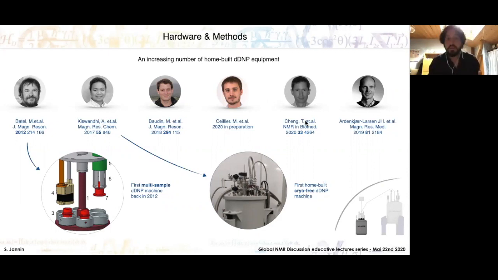And then there are several others. For example, there is one in Paris, on which I was involved with Geoffrey Bodenhausen and Mathieu Baudin. One in Lyon with Morgane Cellier in our lab, one in Cambridge with Arnaud Comment, and one also in DTU with Jan-Henrik Larsen, with a company called, I think, Hyperspin.